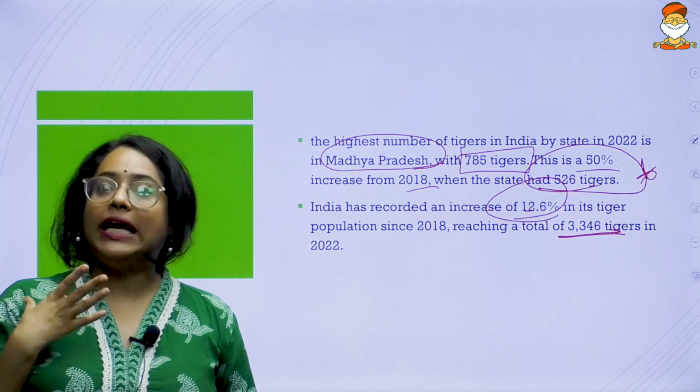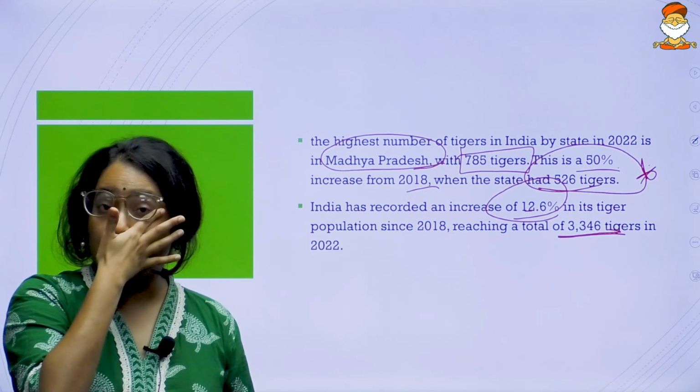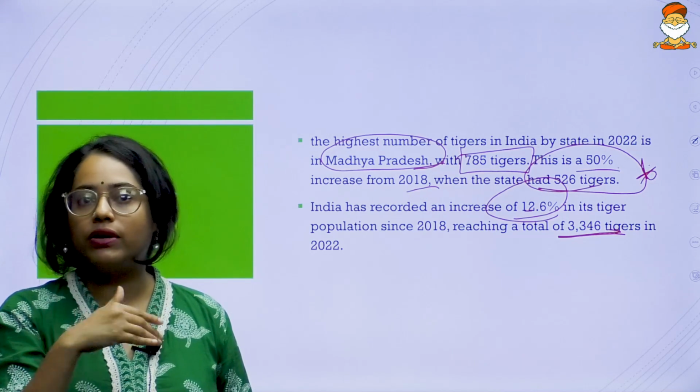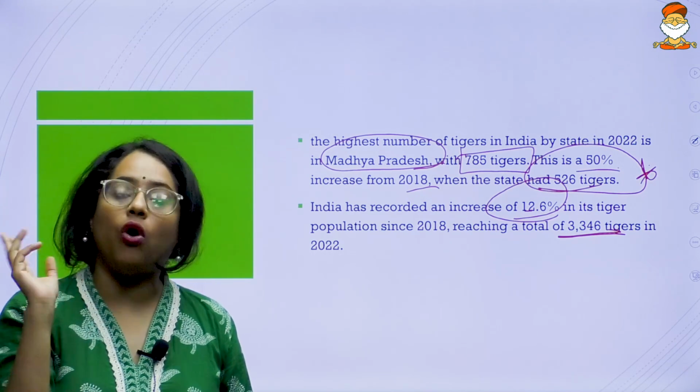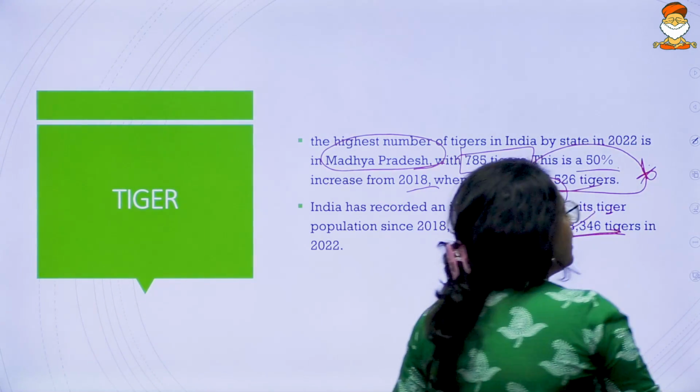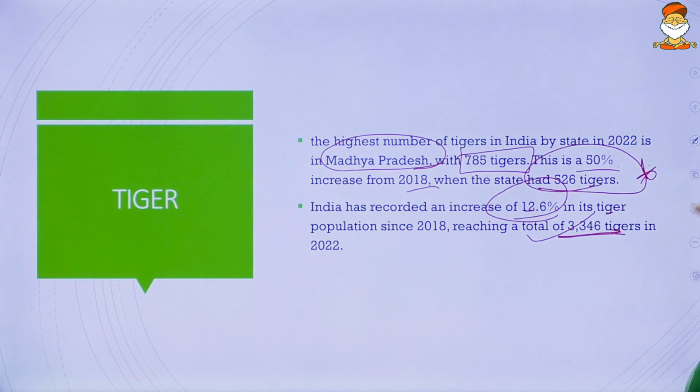Okay, so in total 785 in Madhya Pradesh, and state wise when you look at it, Madhya Pradesh is the highest, and overall 12.6% increase, and 3346 is the number of tigers currently.